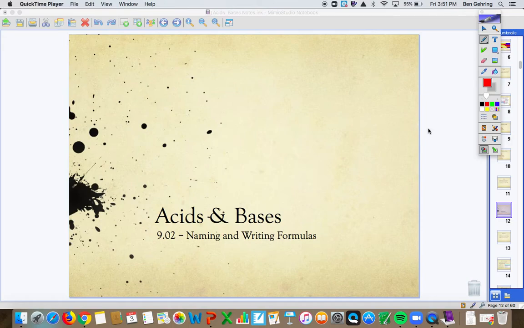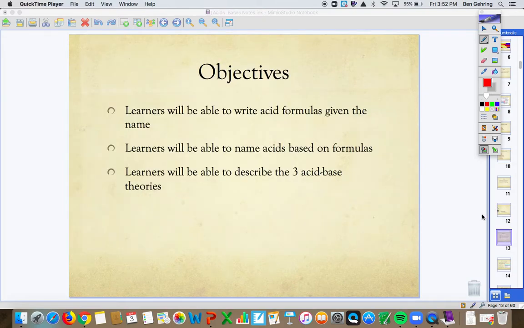Hello and welcome back. Today we're going to talk about writing and naming formulas for acids and bases, specifically acids. Bases are all pretty much the same. So by the end of today, you'll be able to write acid formulas. If I give you the name, you'll be able to write the formula, and given the formula, you'll be able to write the name, and you will be able to describe the three different theories and ways we classify acids and bases. So let's get started.